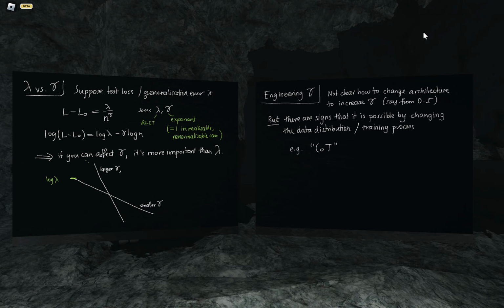So you are providing training examples during the training procedure, not just at the end in the context. And if that happens and works, then we may see that there are methods for increasing the scaling exponent.